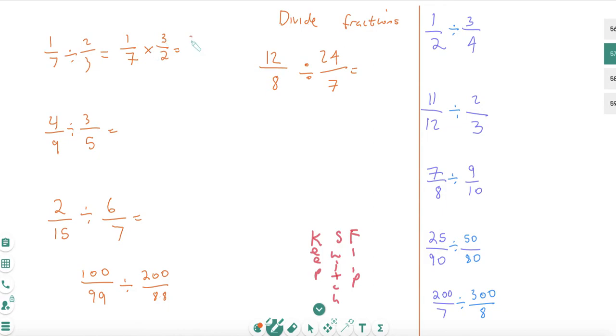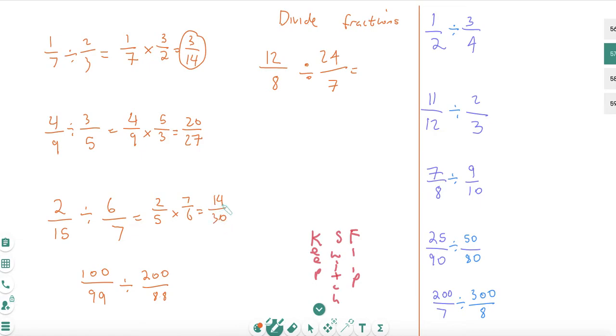1 times 3 is 3. 7 times 2 is 14. Can we simplify that? Nope, that's our answer. Keep, switch, flip. 4 times 5 is 20. 9 times 3 is 27. Can we simplify that? No. Keep, switch, flip.